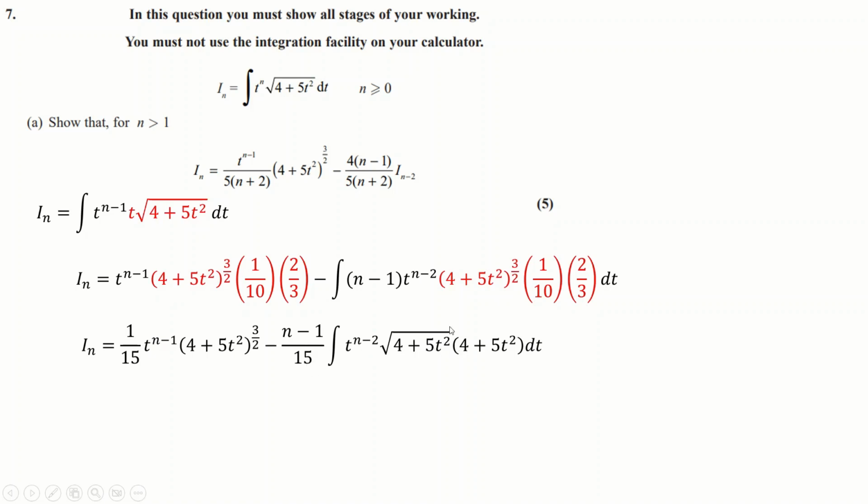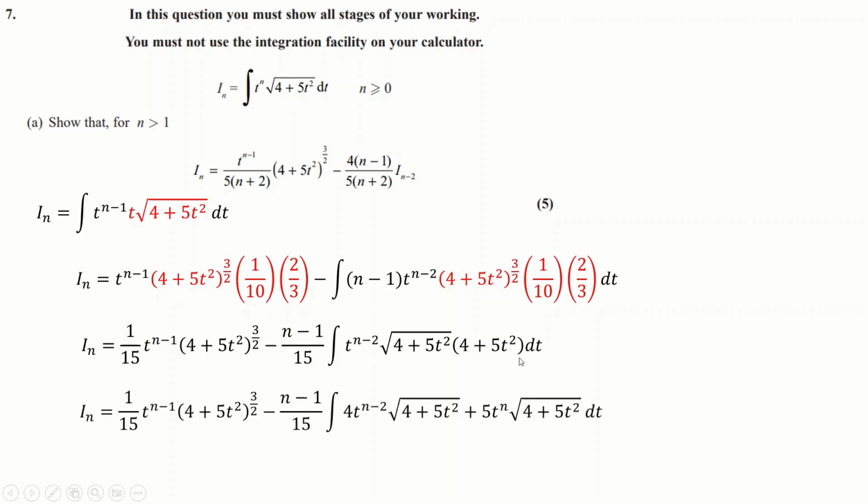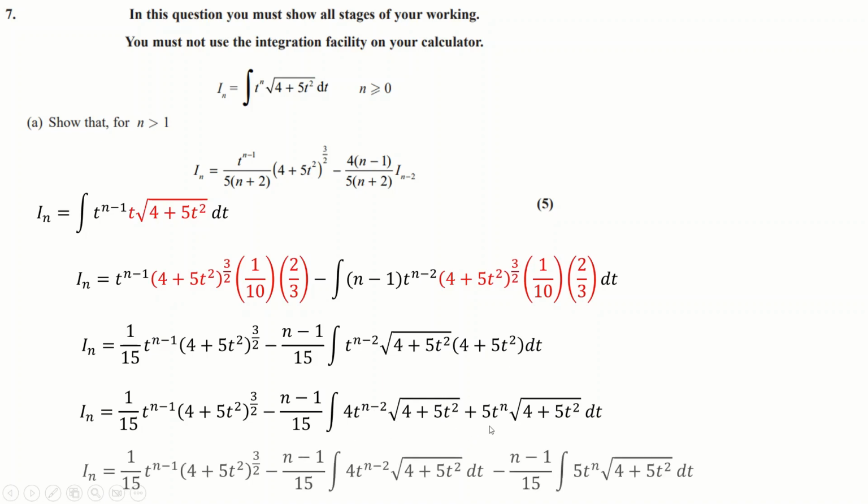Now, I can expand this out, right? I can do this times 4 plus this times 5t². The reason that's good is because t² times t^(n-2) is just t^n, because 2 plus this is just n. And that's great because when I have two things in an integral adding, I can just integrate separately. So I think I can write this as this. Following?